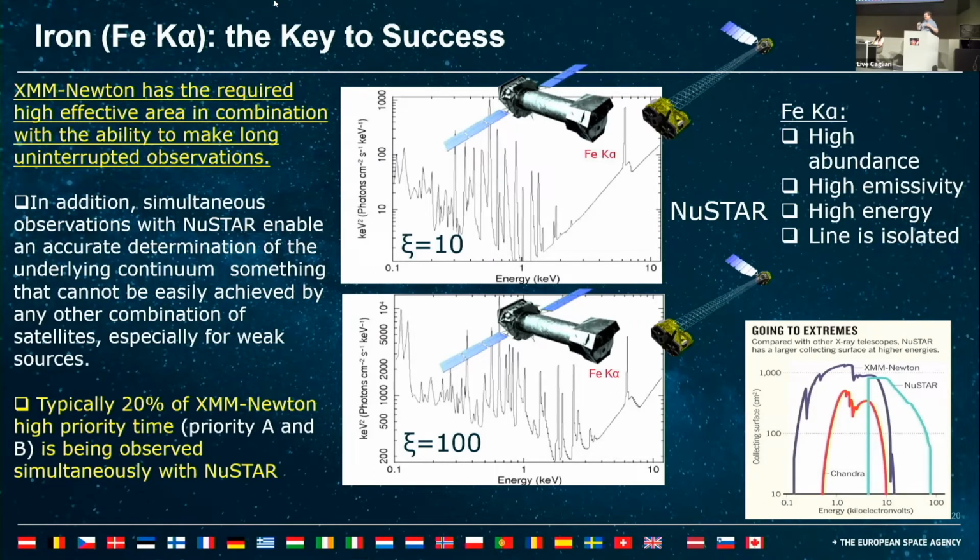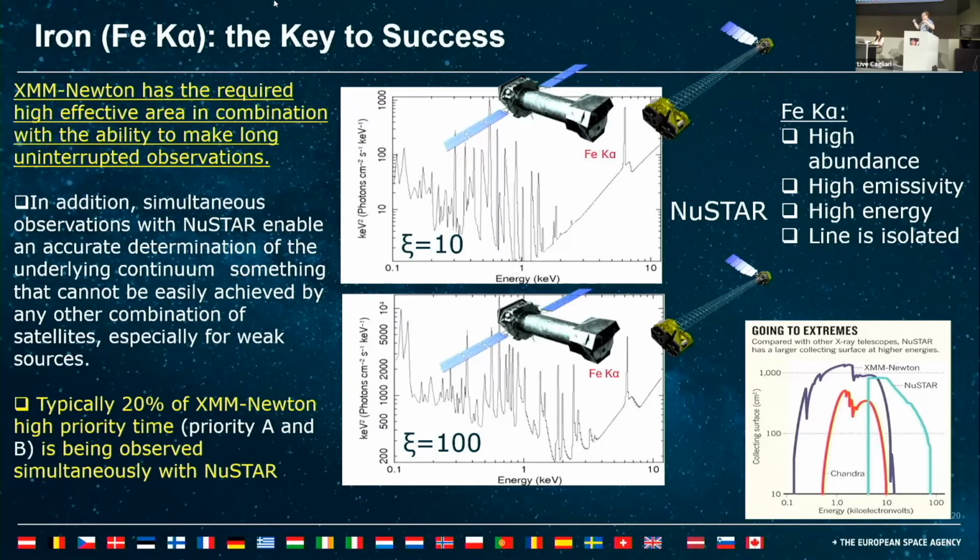analogous to NASA. ESA is extending the mission every 2 and now every 3 years. And most of this committee are non-X-ray astronomers. And basically, I explain here the importance of the iron line. It has a high abundance of iron. We have this high emissivity. We have the high energy.